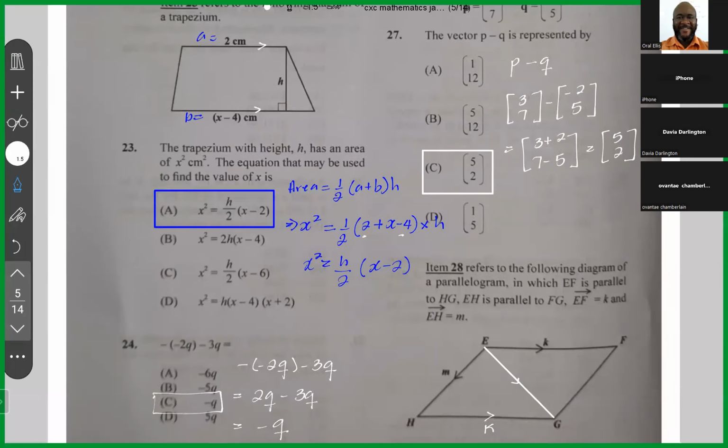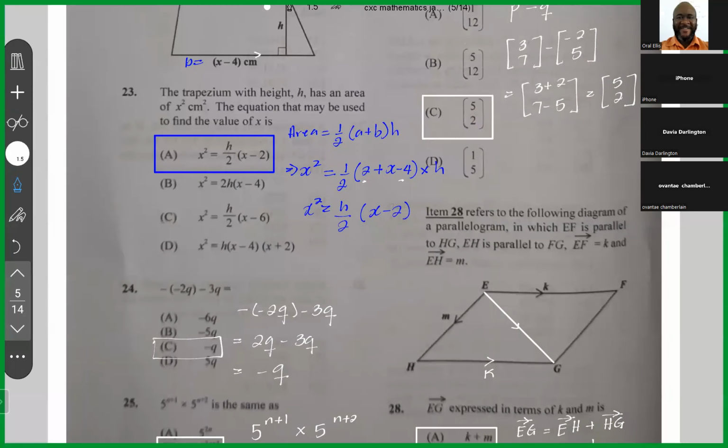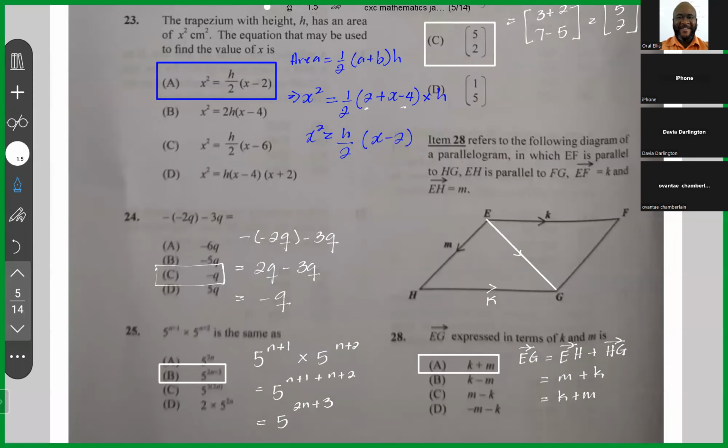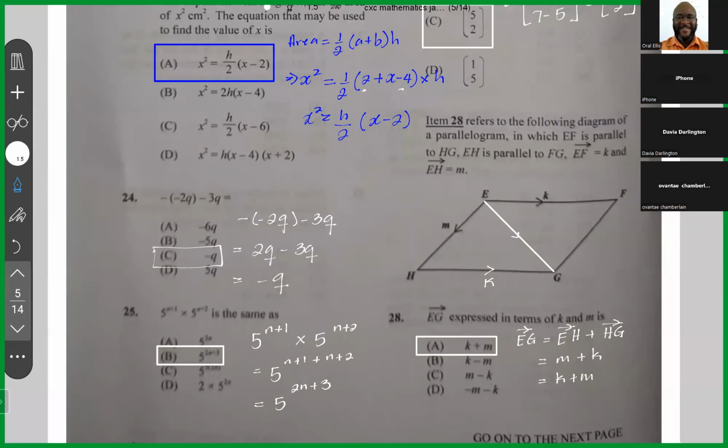I saw somebody get question number 24 wrong, and I was shocked that the person did. This question 24 says minus 2q minus 3q is equal to, well, first of all, minus is a plus. You could say a negative times a negative is a positive. So we have what? 2q minus 3q. Now 2q minus 3q is minus q. If the signs are different, subtract and keep the sign of the larger number.